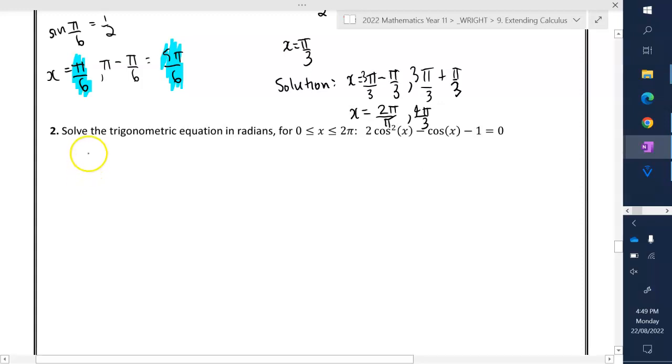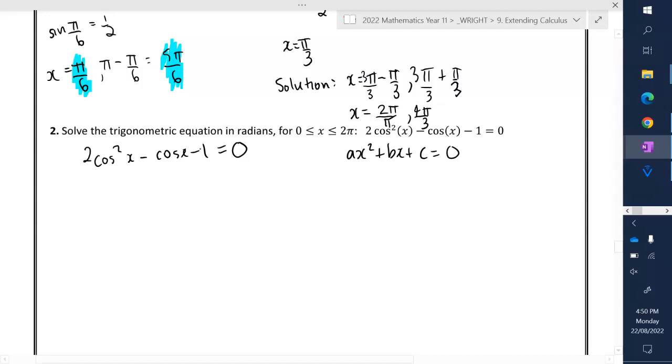So I'm going to make it look a little bit nicer and do a little substitution, because if you have a look at what the format of a quadratic is, it's this, okay, where there's an x squared and x, and you've got numbers out the front of those, and you've got a constant at the end. I've got a squared term, a singular term, numbers out the front, and a constant term. So it is a quadratic, but it looks a little bit messy with the cos in there.